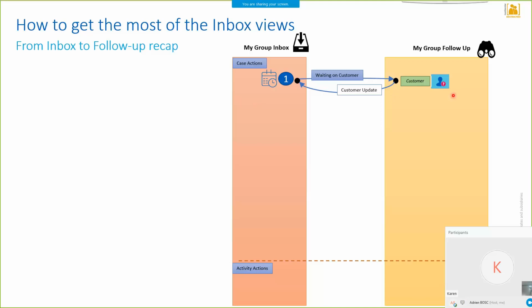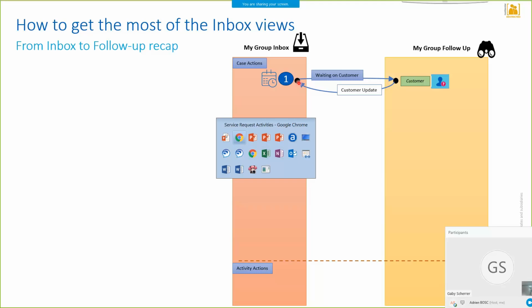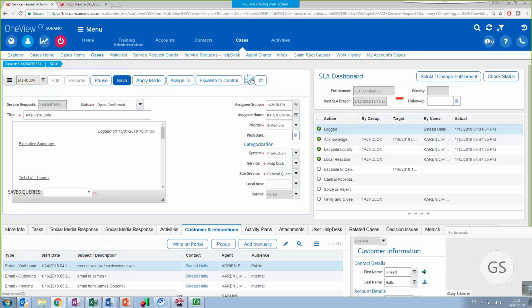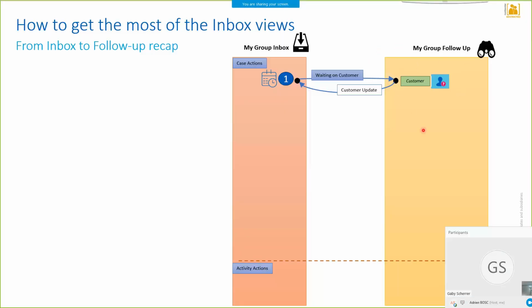In case it's a portal case, if the customer updates the case on the portal replying to your question, automatically the case will then move from my group follow-up to my group inbox. If the customer does not reply on the portal, but contacts you in another way, you're able to click on this button to change from waiting on customer to ongoing, so the initial status. And this action will also move the case from my group follow-up to my group inbox. So this is the first scenario.